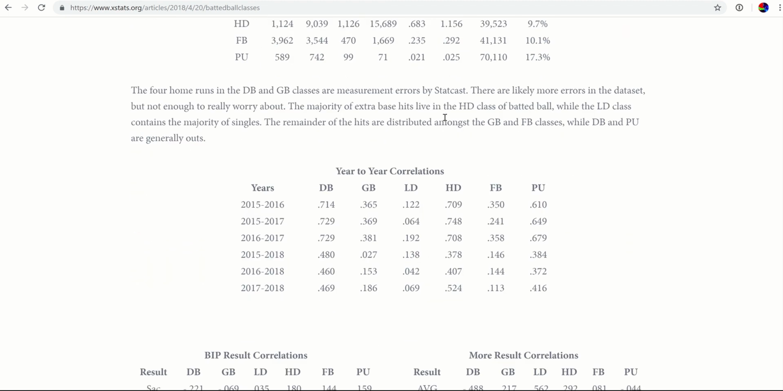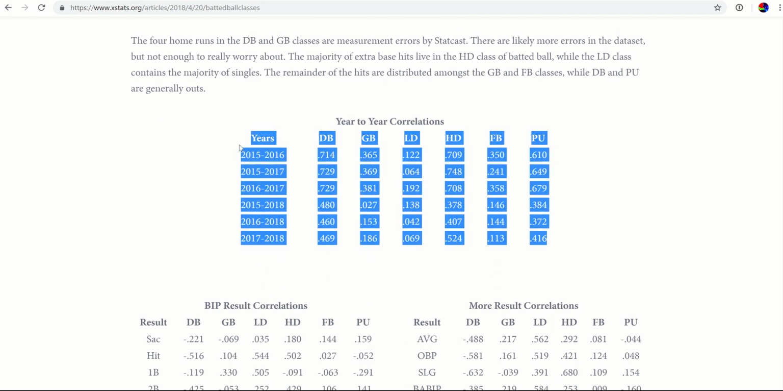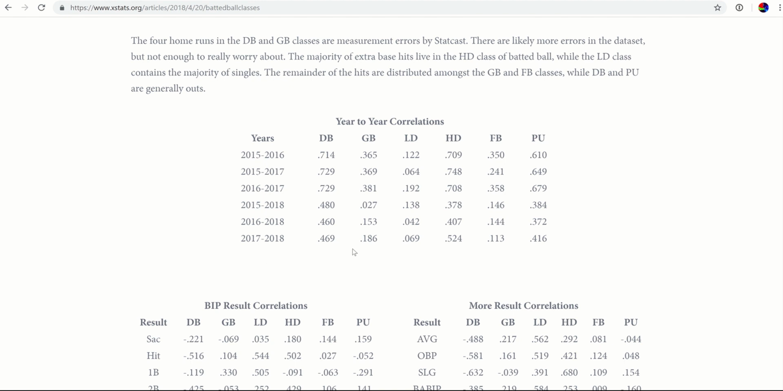And what I love as well is you can see right here the year-to-year correlations. So when we're thinking about from year to year, what is the likelihood that somebody's going to continue or sustain their success? What this really tells us is that the 3 batted ball categories we're most interested in are hard drives, because year to year they have the highest correlation of all the batted ball types. Your pop-ups also have a high year-to-year correlation, and your dribblers, right?